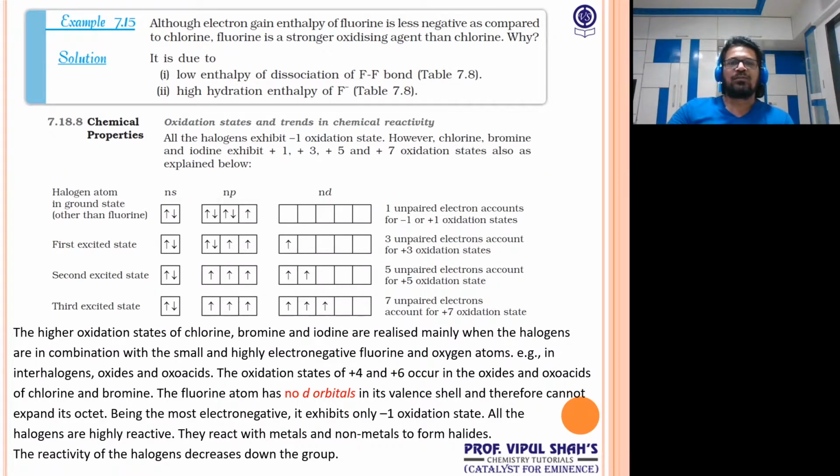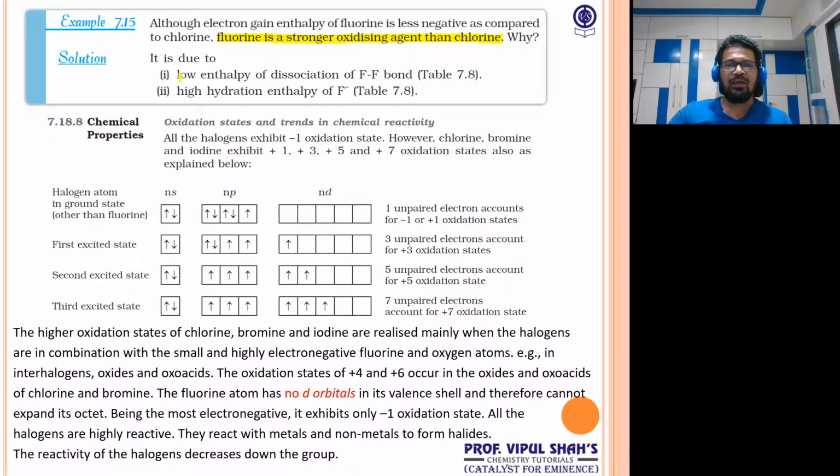Now, see what it says. Although the electron gain enthalpy of fluorine is less negative as compared to chlorine, fluorine is a stronger oxidizing agent than chlorine. That is, in spite of chlorine gaining an electron more readily as compared to fluorine, still fluorine is the strongest oxidizing agent. Why? Two reasons.